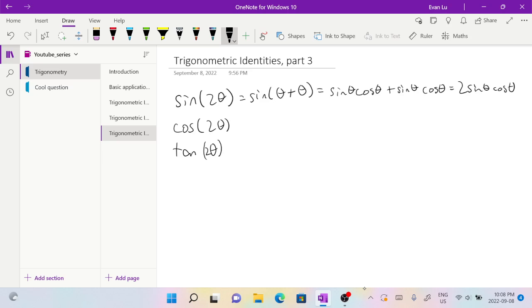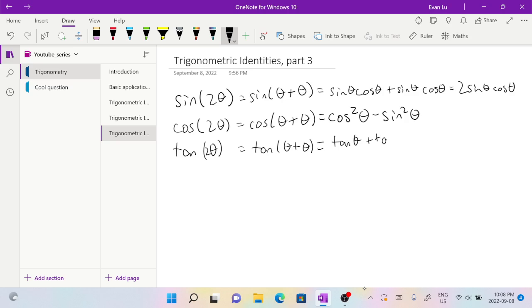That's pretty nice. Cos 2 theta, again, we will just use theta plus theta, and we will get cos squared theta minus sine squared theta. Great. And now tan 2 theta, again, use tan of theta plus theta, and we will get tan theta plus tan theta on the top, and 1 minus tan squared theta on the bottom, and this simplifies to 2 tan theta over 1 minus tan squared theta.